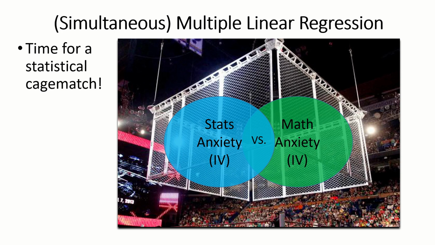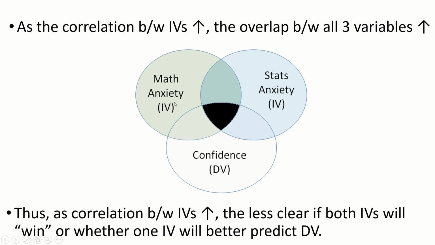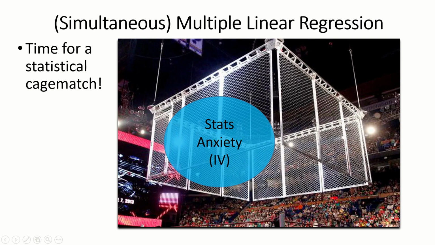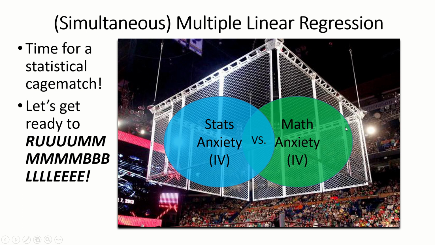Maybe both of them will uniquely predict the DV, because that's what multiple regression is doing. It's assessing the unique contribution of math anxiety in predicting confidence and the unique contribution of stats anxiety in predicting confidence. It's providing us what's in this green shaded portion, what's in this blue shaded portion. So, as we said in the last video, let's get ready to rumble.